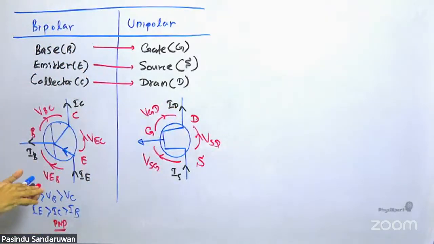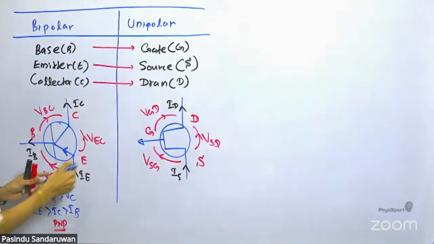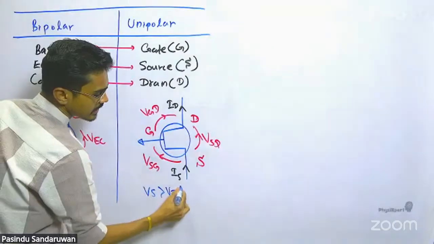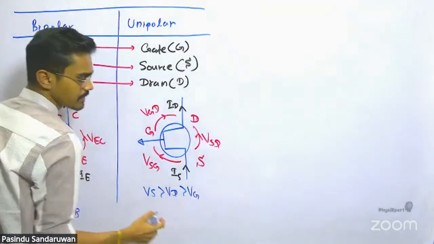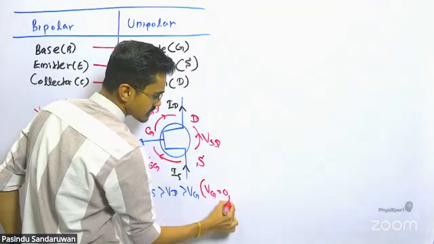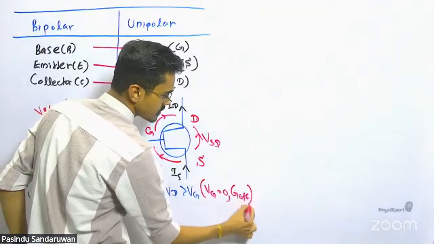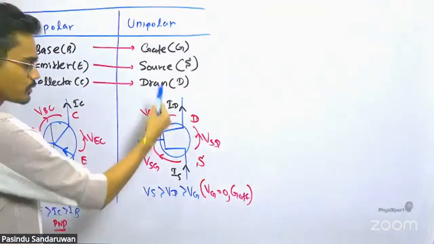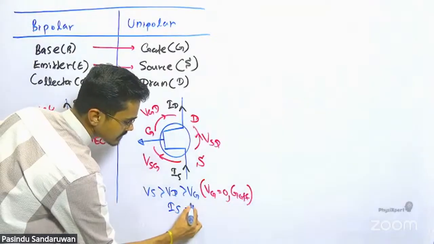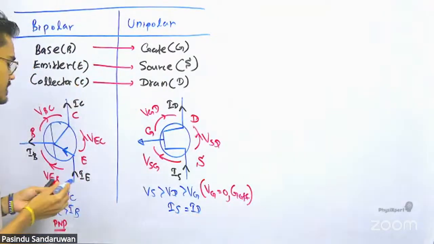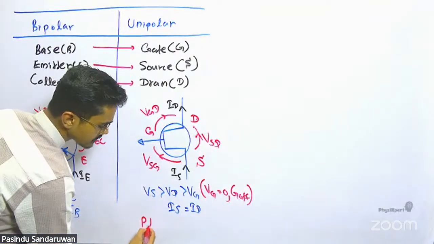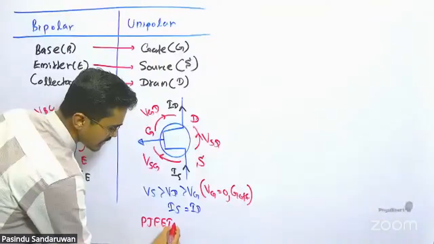Order of potentials. Current flows from S to D, so VS is greater than VD. And always VG is the least, because of the same reason, VG equals 0. And our currents, again only two currents, which means current inflow equals current outflow. IS equals ID. Same. And this is our PJFET.